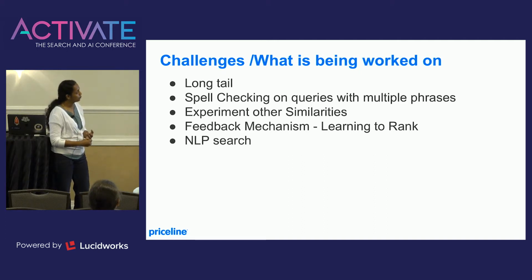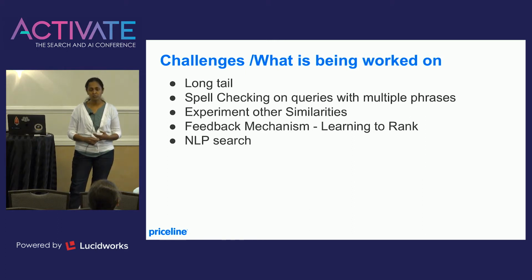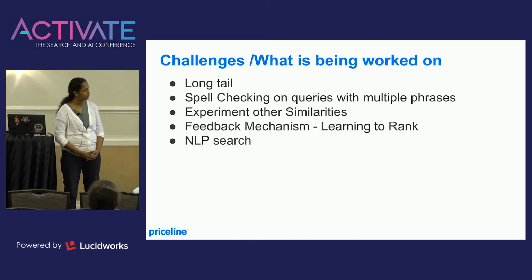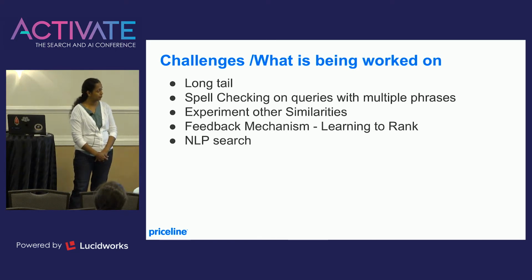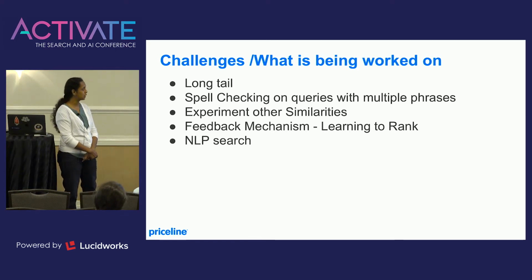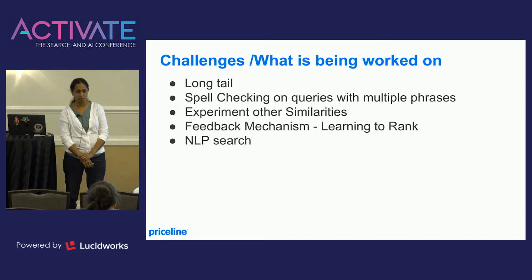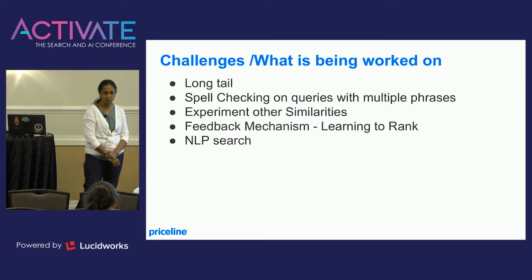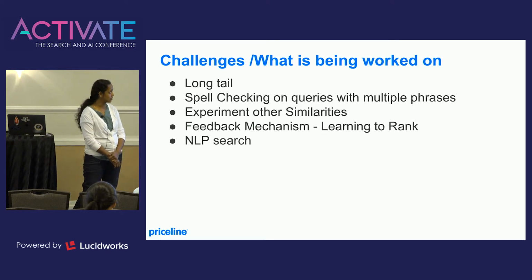And then we also want to experiment on other similarities. Most of the search terms in our collections are basically nouns, right? They're destinations. Though we have modified the similarity with custom scoring and everything, we are pretty much using the default similarity from Solr. But we want to experiment on other similarities which are more suitable for nouns. There is some work in progress on that.